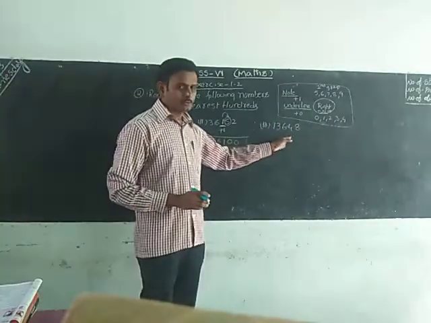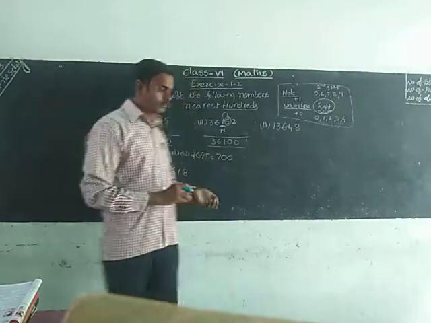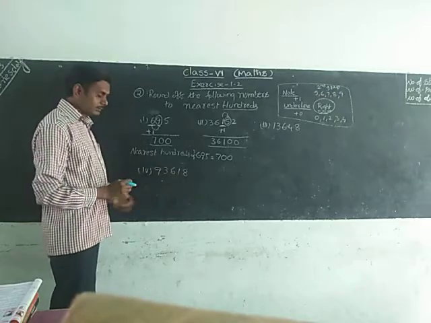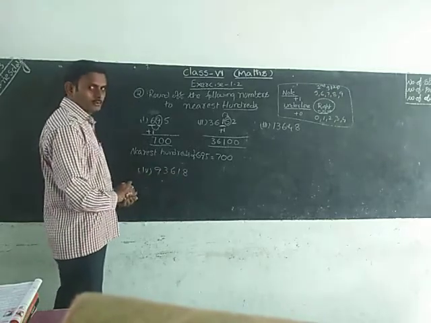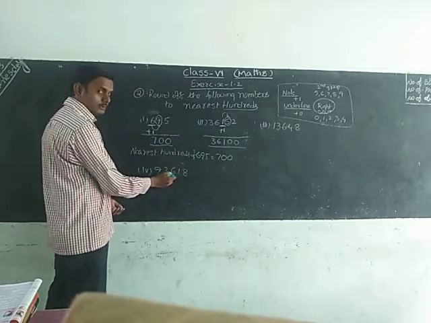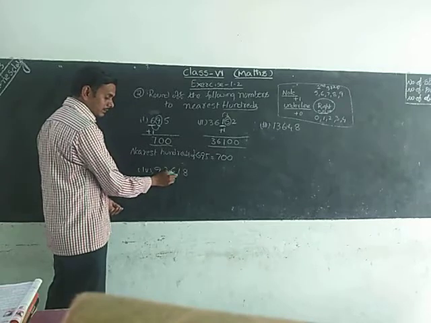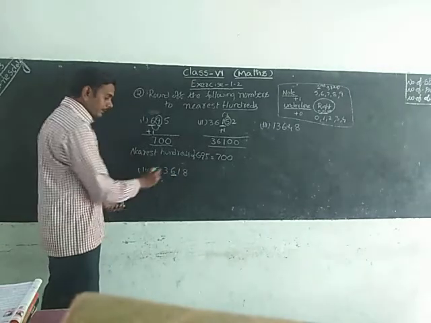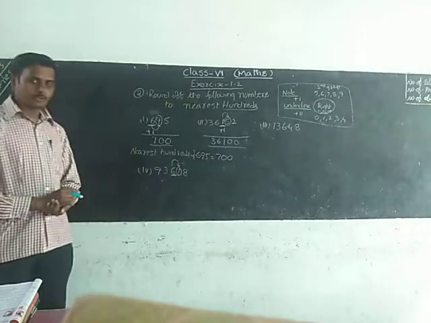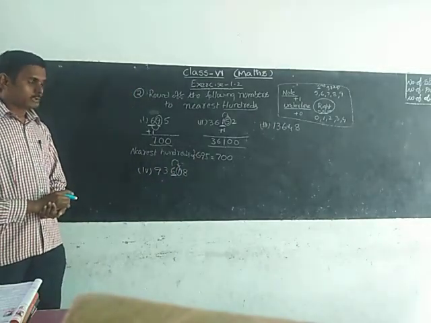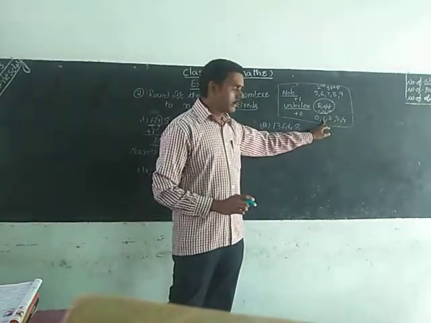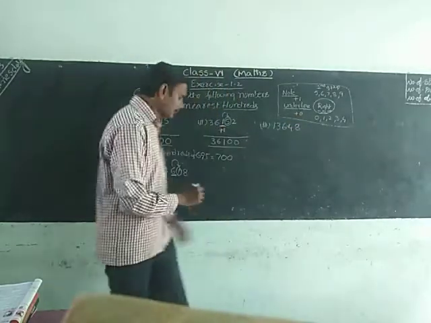Do your own, this is a very easy sum. Next, go for this one: 93618. You have to take the hundreds place, which is underlined: ones, tens, hundreds. Hundreds place you have to underline. On the right side of the hundreds place, which number is there? 1. Is 1 related to the first group or the second group? First group. First group means add 0.